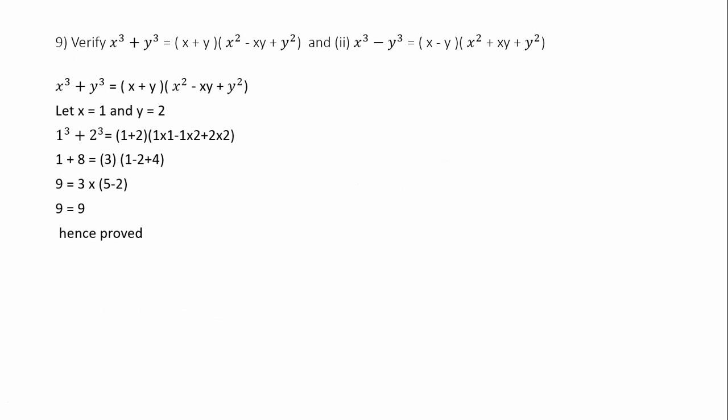Now, coming to the ninth question. Verify x cube plus y cube is equal to (x plus y) into (x square minus xy plus y square). This is the first question. And x cube minus y cube is equal to (x minus y) into (x square plus xy plus y square). These are also the formulas only.